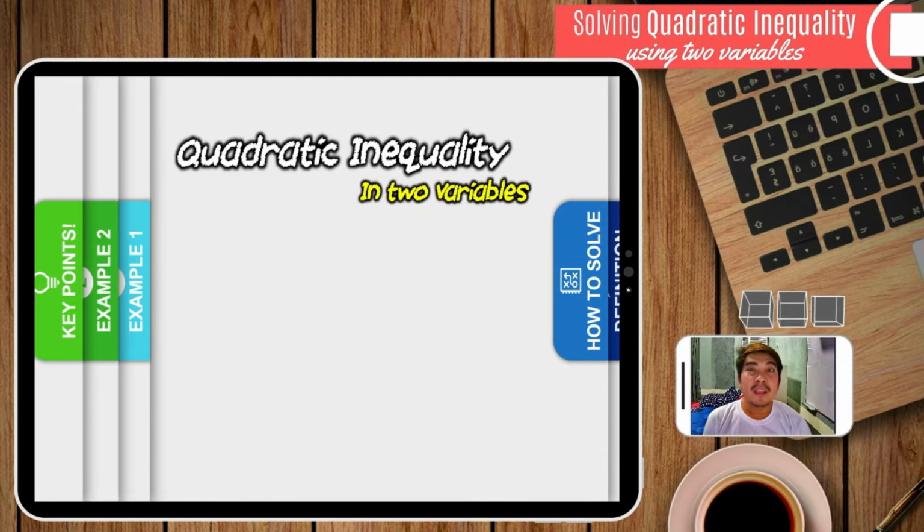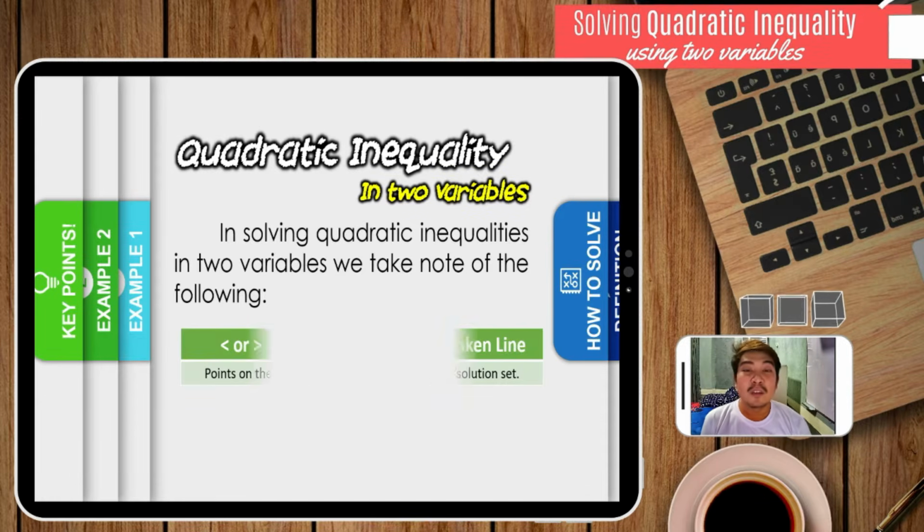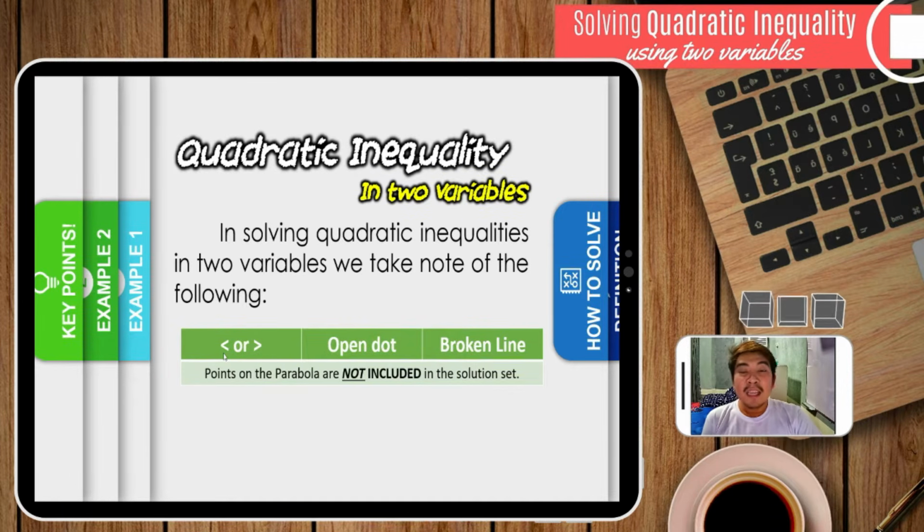So, let us have the important notes that we should remember. So, in solving quadratic inequalities in two variables, we should take note that kung ang gamit natin ay less than or greater than, since may points yan, we need to plot them in the Cartesian plane. Sa pagpa-plot ng points, we will be using open dot. At yung mga open dots na yon will be connected using a broken line. So that is for less than or greater than. So it means na yung mga points on the parabola, yung nasa mismong line na parabola na mabubuo natin mamaya, are not included in the solution set.